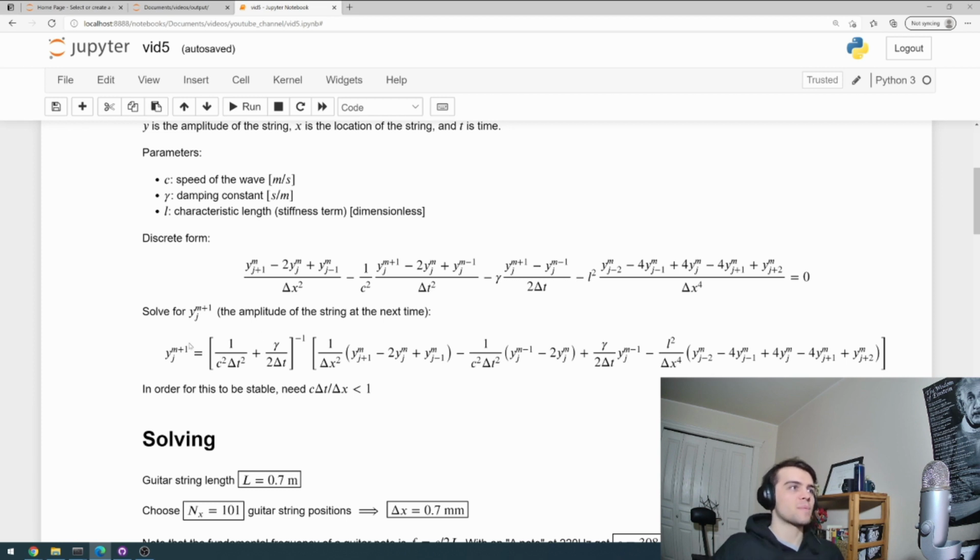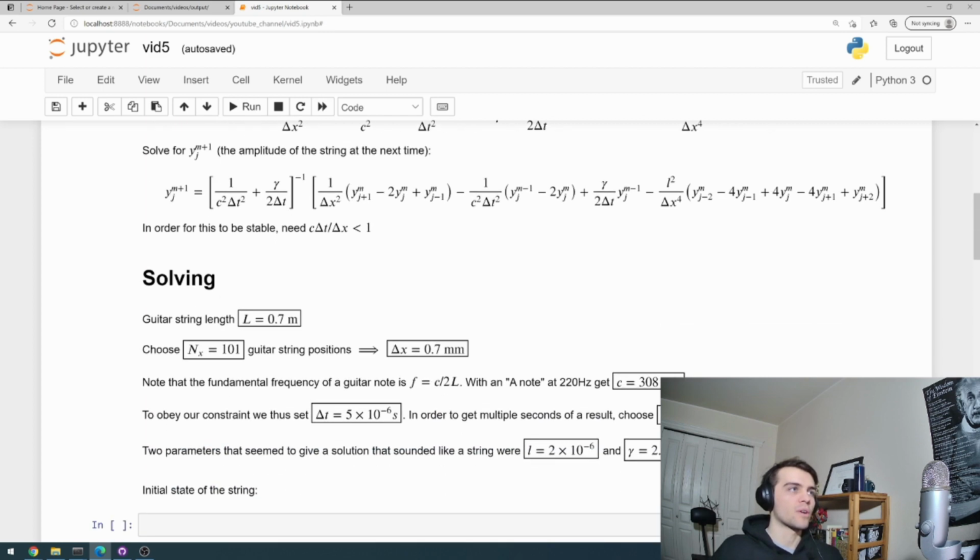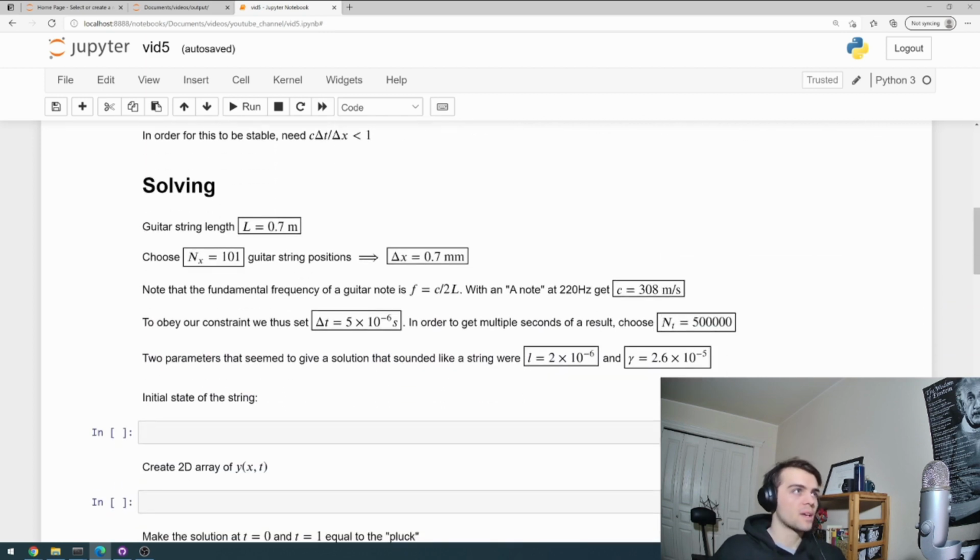And what this means is, because we have y^(m+1) depending on m and m-1, the first time we do this, we need to have two positions of the string. Say we plug in m equals 1, and we'll have y_j^2, and then we'll have y^1, and then m-1 occurs as well, so m equals 0. So we need that 0, 1 layer, and then the second layer is obtained using the first two layers. The third is obtained using the two layers below. Anyways, that's thorough, I feel like, what I've gone over. In terms of the parameters, typical guitar string length is around 0.7 meters.